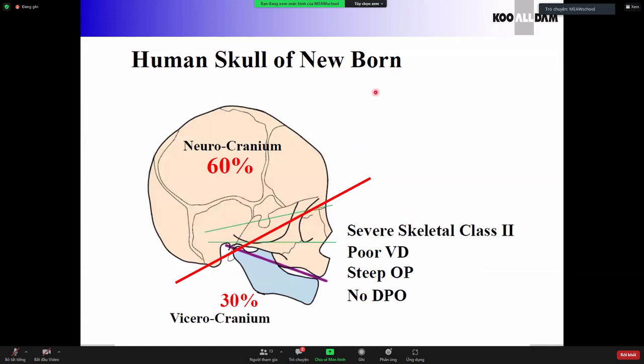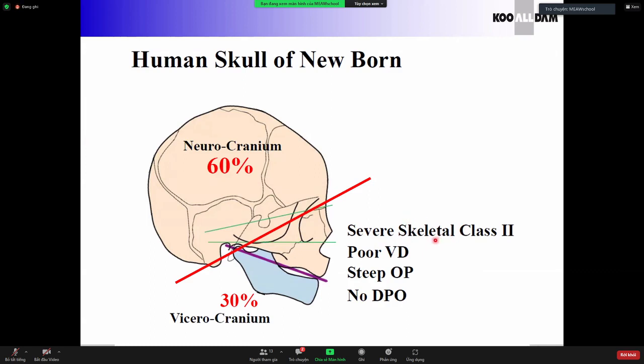When a newborn, and you can see the 60% of neurocranium in the lower jaw and maybe 30% of viscerocranium. So this means, and maybe severe class 2 malocclusion.